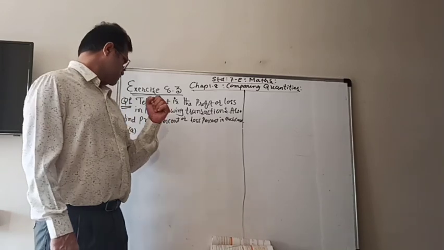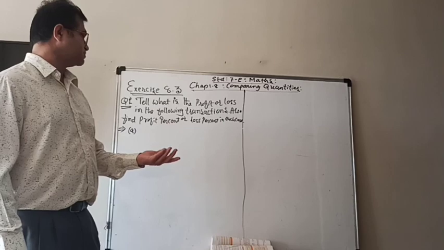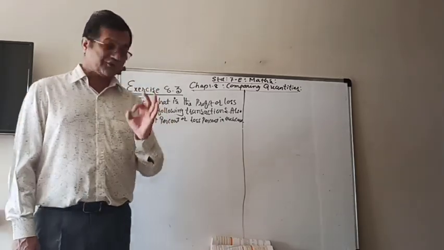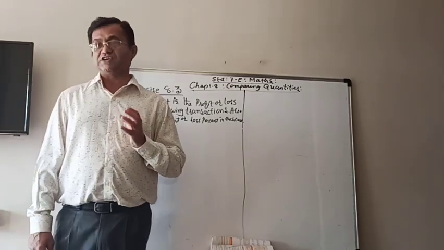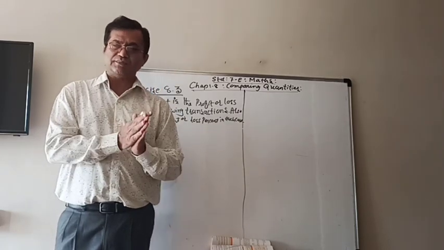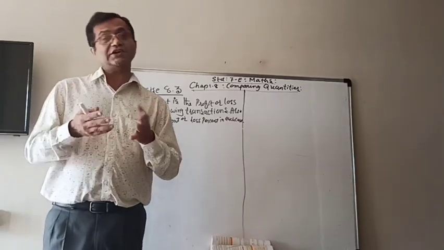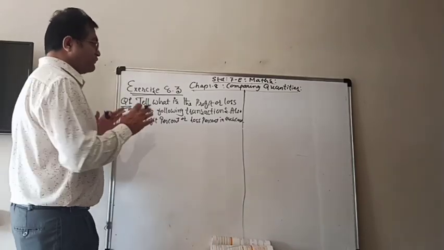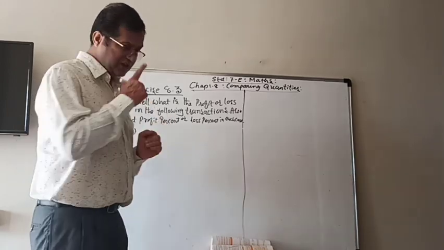Question 1. Question 1 says to tell what is the profit or loss in the following transactions. Also, find profit percent or loss percent in each case. So we have to first decide whether it is a profit or loss, find the profit or loss and then convert it into percent as we already understood. Now, here there are 4 questions. I am doing first and last. Second and third, you will do yourself.